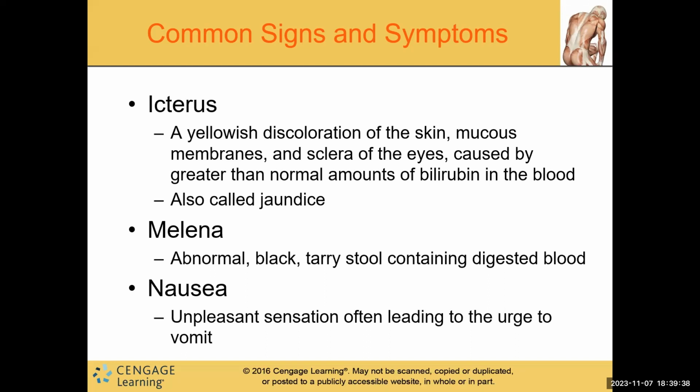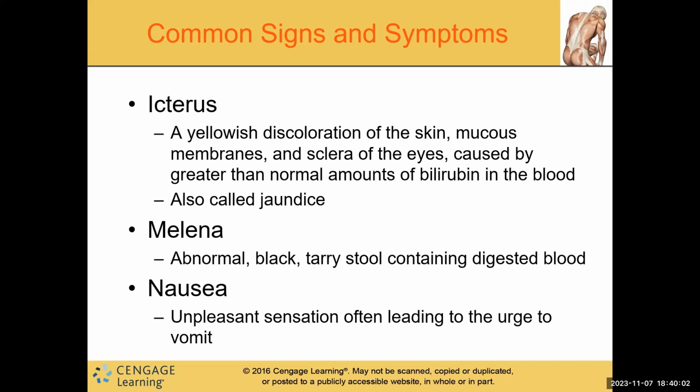Icterus is a yellow discoloration of the skin, the mucous membranes, and the sclera, also known as jaundice. Jaundice sometimes could point to a problem with the liver, and it causes yellow discoloration. You're most likely going to see it in the whites of the eyes. It's one of the first places you're going to see it, before you start to see it in the skin.